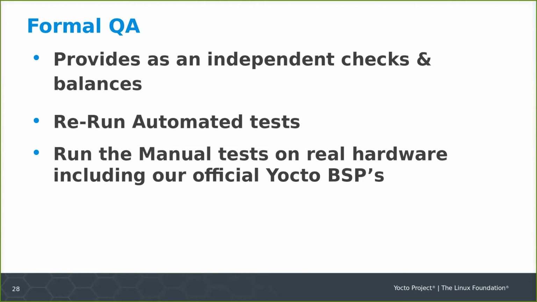This formal QA provides an independent check and balance. They don't take everything for granted coming out of the Autobuilder. They go off and do their own thing. It's a great way to make sure what we're doing is right. They rerun the automated tests, and they add the manual tests. And the manual tests are part of the OE core tests themselves, and this is all done on real hardware. So they add in all the hardware testing.